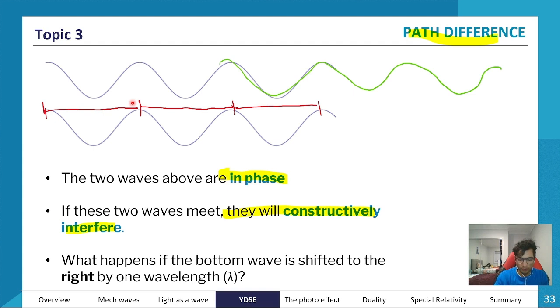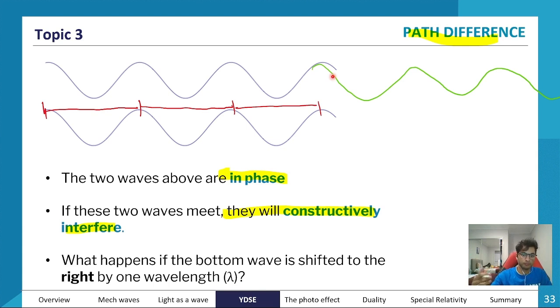If I move the wave by another wavelength, it's still going to constructively interfere. Just a quick aside: this purple line is going on forever. You can just imagine that this line keeps going. Same with the green wavelength, it keeps going on forever. But it's still going to constructively interfere because it's the same wave.